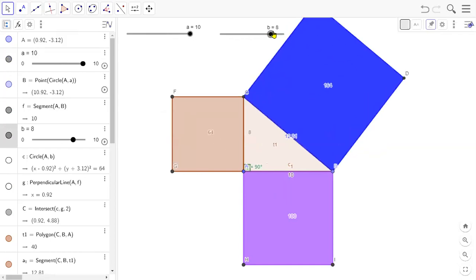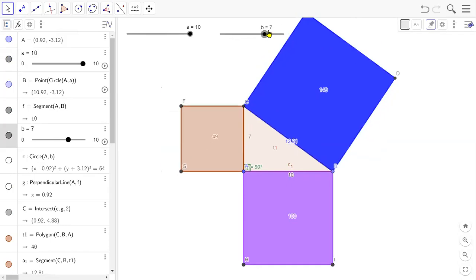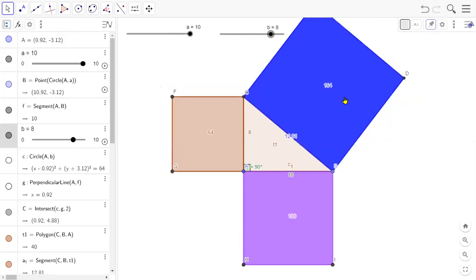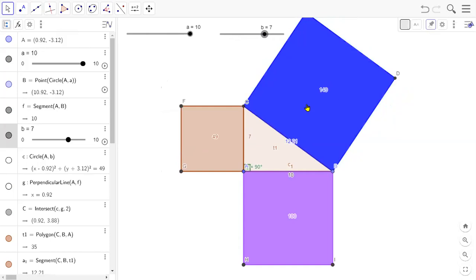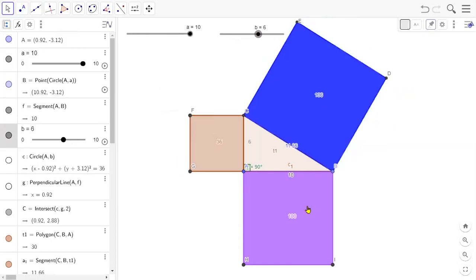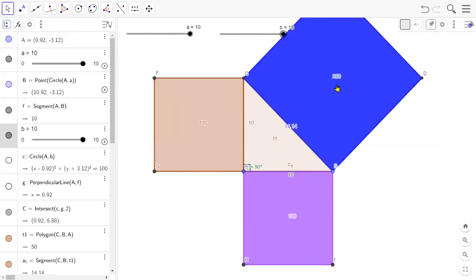Let me just change here. Here the areas are also changing, and the constant thing, the conclusion, is that the area of the square formed on the hypotenuse is equal to the sum of the areas of the squares formed on the remaining sides of this right angle triangle. The area of this big square is 149 square units, and the sum of the areas of these two squares, 49 plus 100, also gives 149. It is matching. Here 100 plus 36, 136. Let me change the value. Here 100 plus 100, 200.